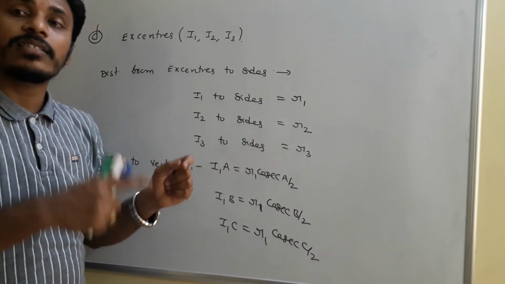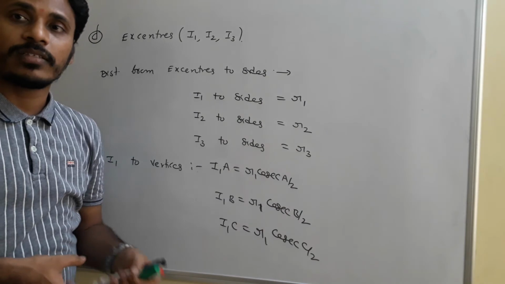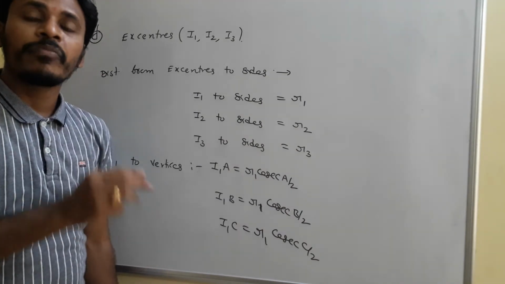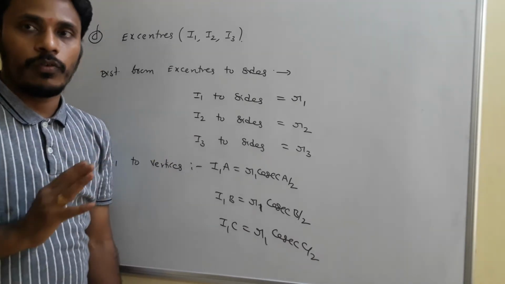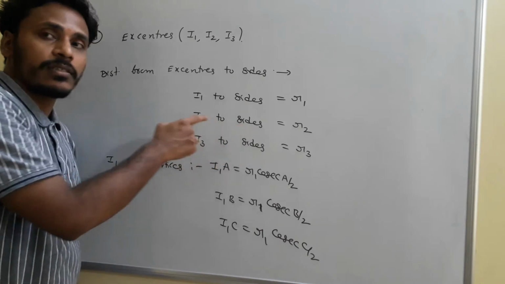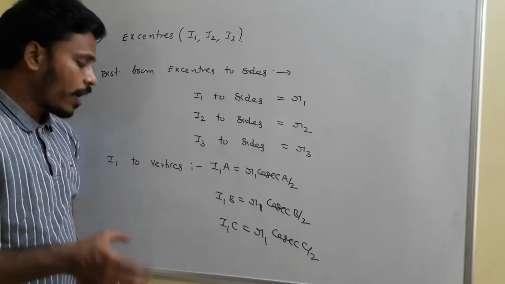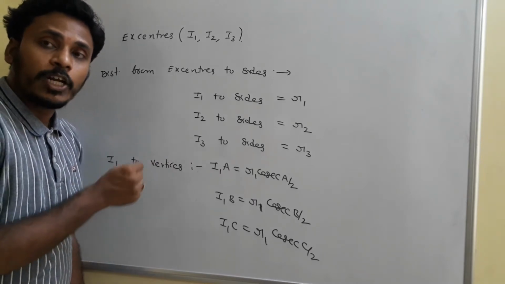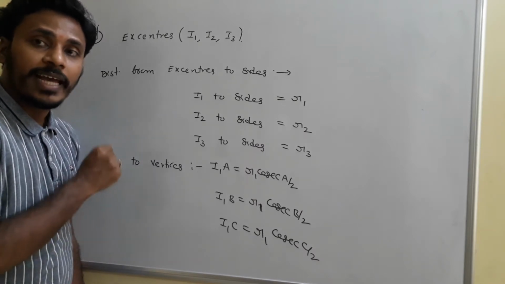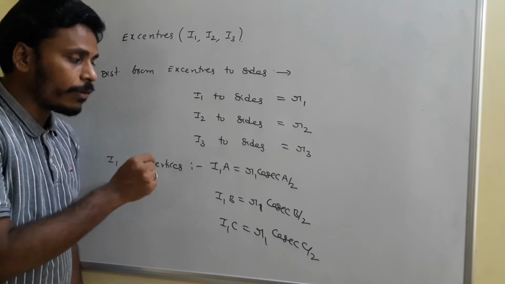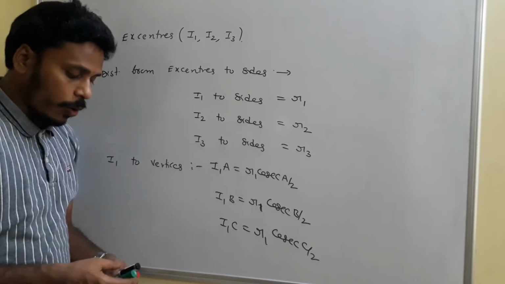For that excircle, this excenter is the center and its radius is R1, which is the distance from the excenter to the sides. There are three sides for a triangle, and the distance from excenter I1 to all three sides is the same, which is R1. For excenter I2 it is R2, and for excenter I3 it is R3. Coming to the distances from excenter I1 to the vertices: I1A, I1B, I1C are given as R1 cosec A by 2, R1 cosec B by 2, R1 cosec C by 2.